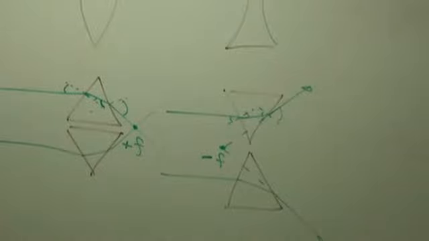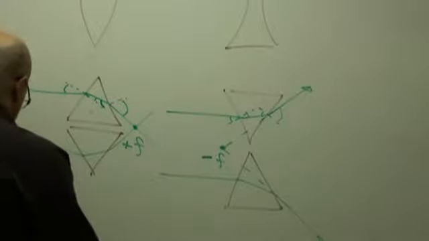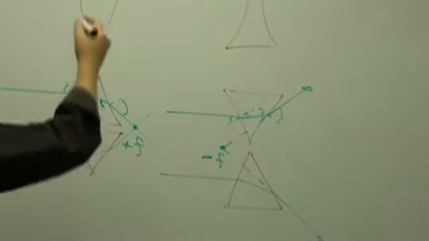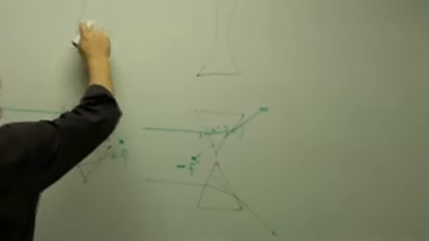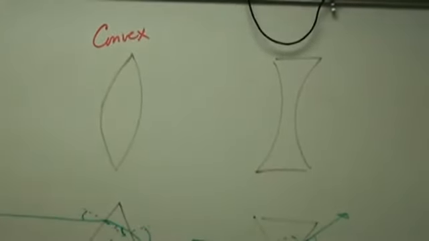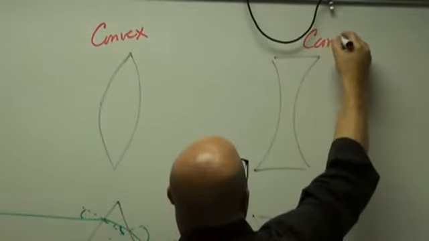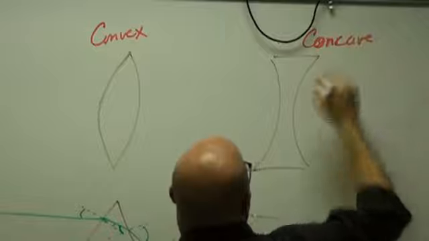Now, let's talk about this lens right here. Okay, here's where we get into real problems a lot of times for students. What kind of lens is this? It's called converging, but it's called a convex lens. This is called a concave lens.